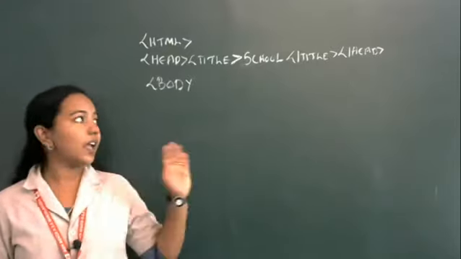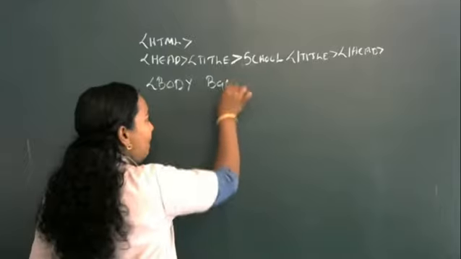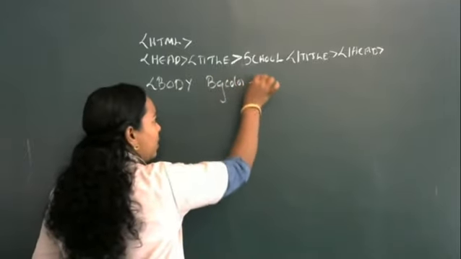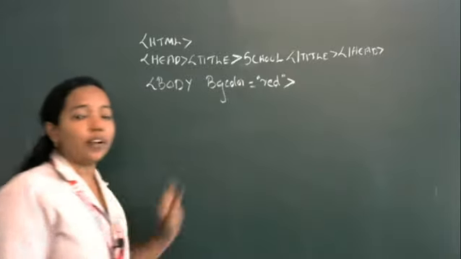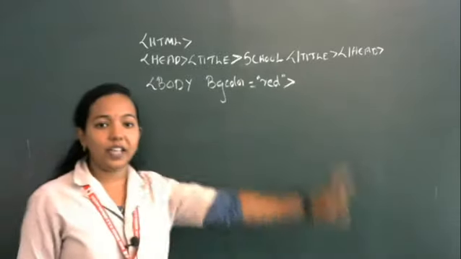We can use the BGCOLOR attribute, and you can directly write the name of the color which you are going to insert as background. If you don't want to mention the color name, then a hexadecimal value is also available. That also we can use. So here I am going to write BGCOLOR equal to red. Body BGCOLOR equal to red.